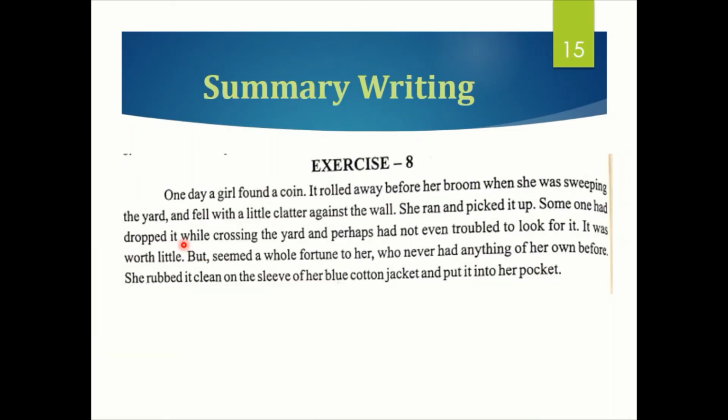So now next see your paragraph number 8. This is a short paragraph and it's very easy. You might have done it on your own. Some of you have done it, but now see how we can summarize it in a more correct and short way. One day a girl found a coin. It rolled away before her broom when she was sweeping the yard and fell with a little clatter against the wall. She ran and picked it up. Someone had dropped it while crossing the yard and perhaps had not even troubled to look for it.